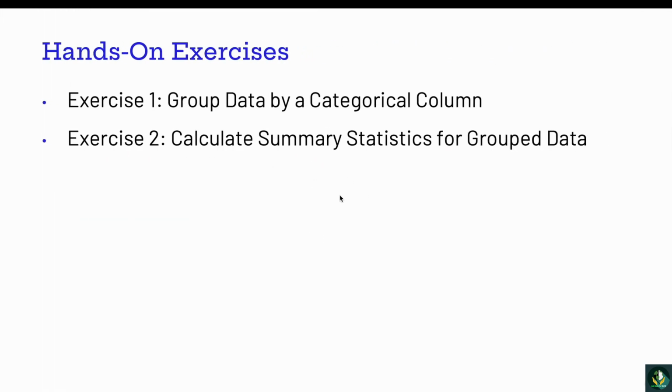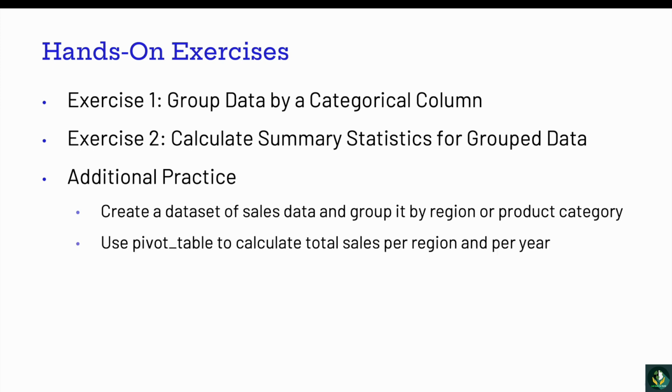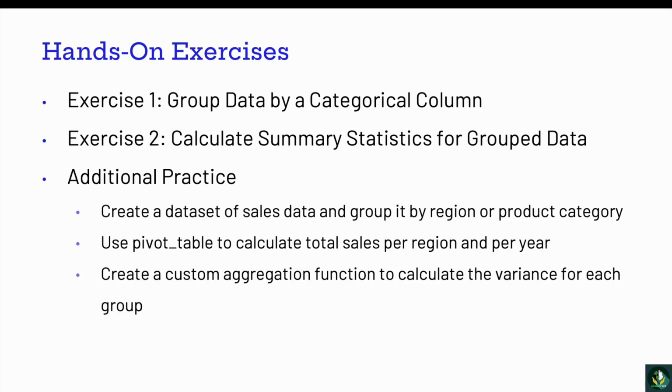Another option is, if you want to do some additional work, you can practice with creating a data set of sales data and group it by region or product category. You can find this data online, so you can pick that. You can use the pivot table to calculate total sales per region and per year. Also, you can create a custom aggregation function to calculate the variance for each group.